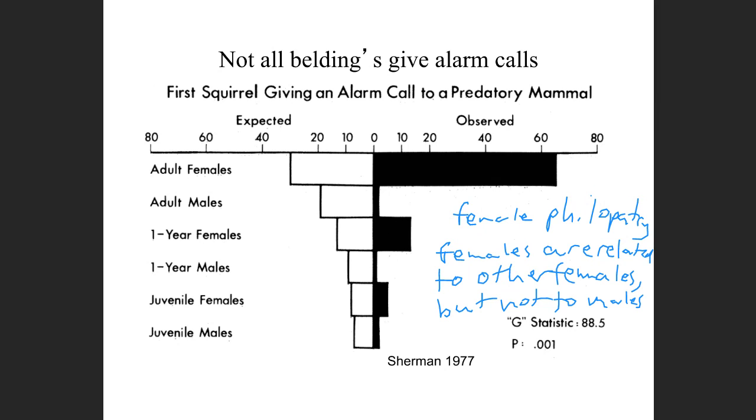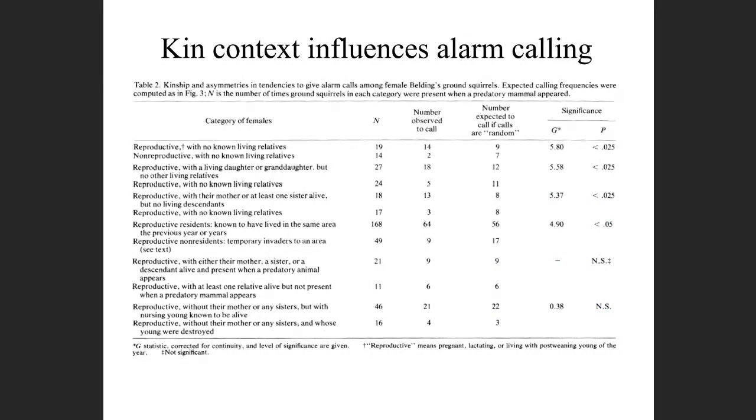So what Sherman found was that the first squirrel giving an alarm call to a predatory mammal, a female squirrel, was much more likely to call when there were other females around that she was related to. And you're going to see this here. So this is kinship and asymmetries in tendencies to give alarm calls among females.